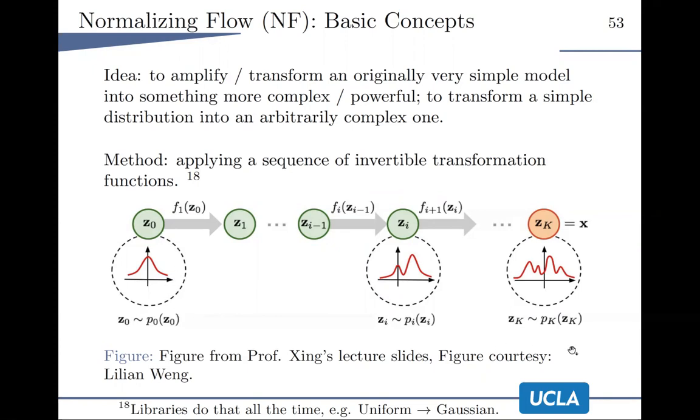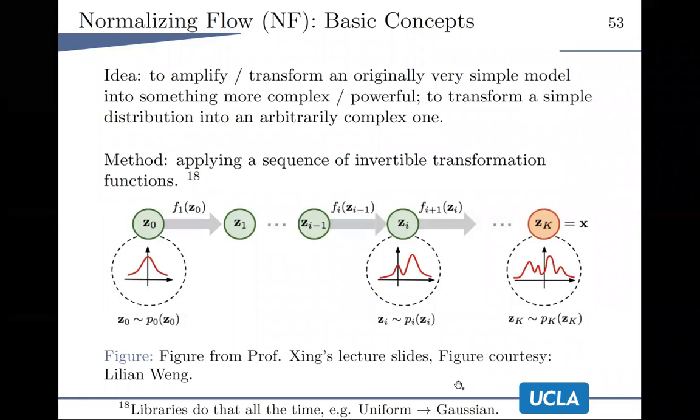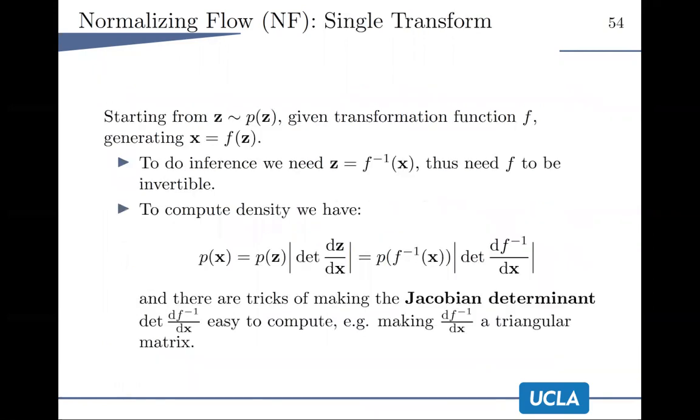And the illustration figure is coming from Professor Xing's lecture slides. He also mentioned in his lecture that some existing libraries do this kind of transformation all the time. For example, we can finally generate a Gaussian distribution by starting from a uniform distribution and transforming it.